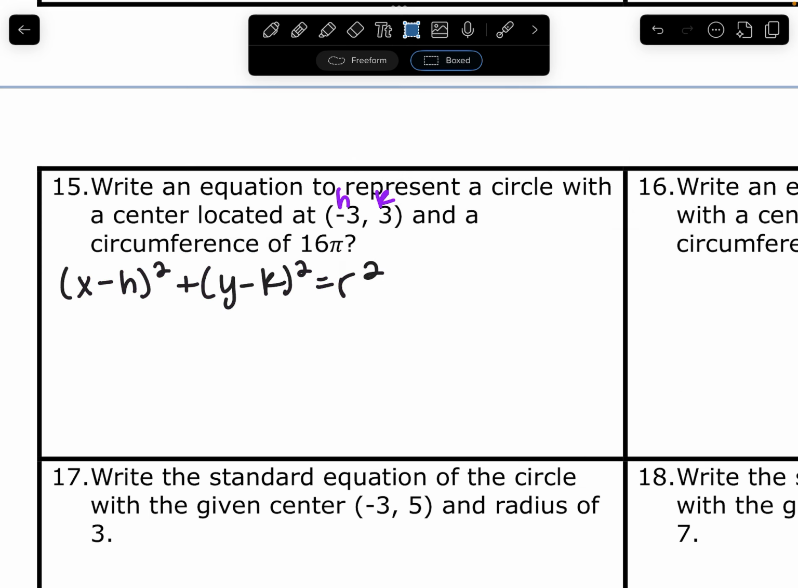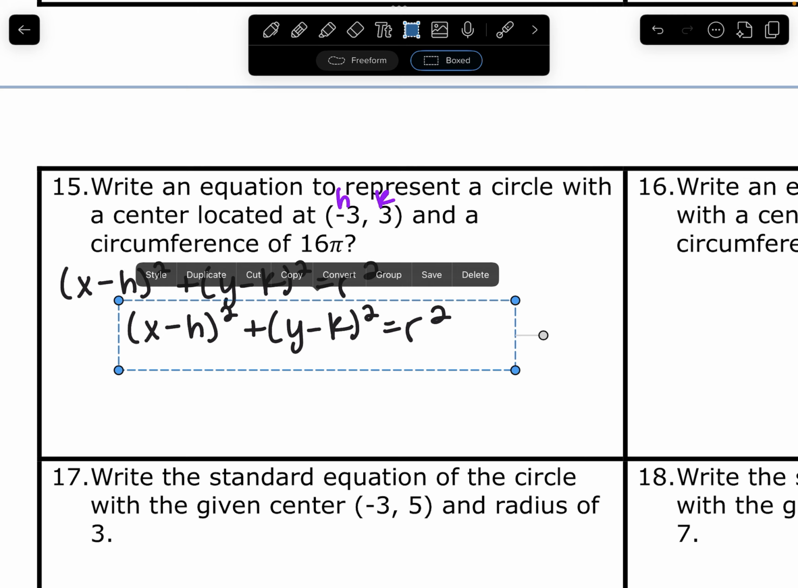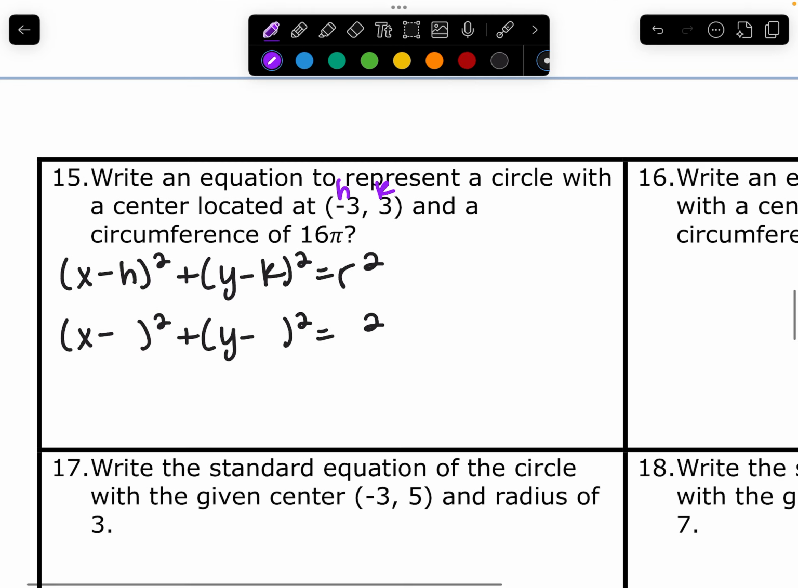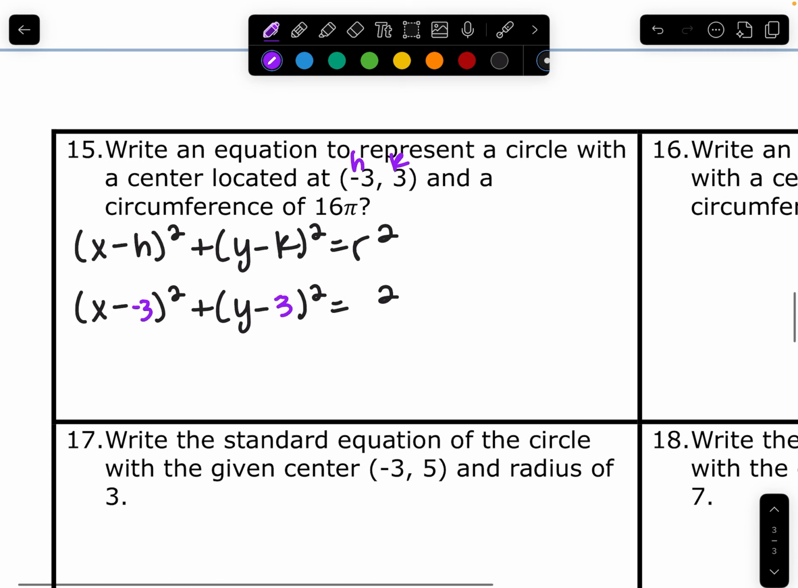All right, so now I'm just going to duplicate it so that you can see what I'm doing. So I'm going to replace this h, this k, and this r. The h was −3. The k was +3. And the r, we don't know because it doesn't give us radius, it gives us circumference.